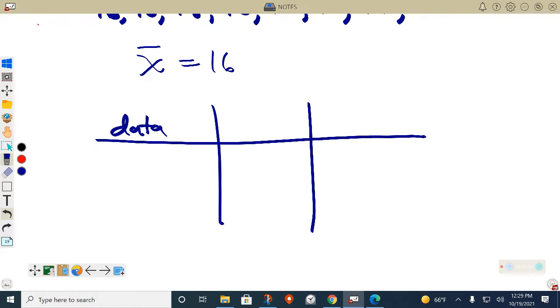Data, then deviations, and then squared deviations.